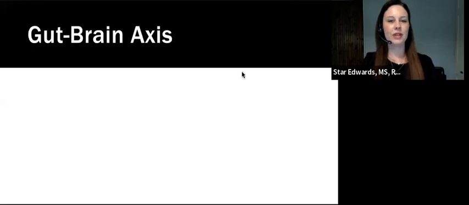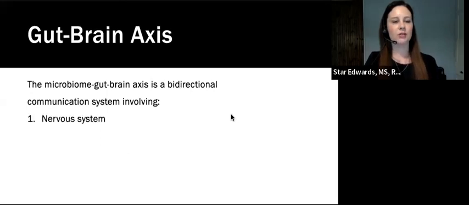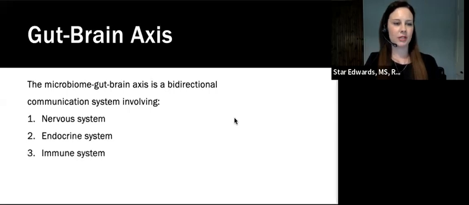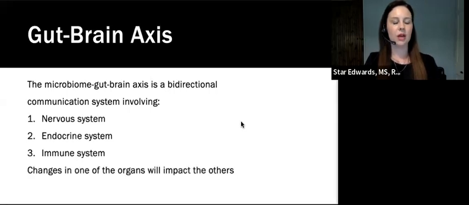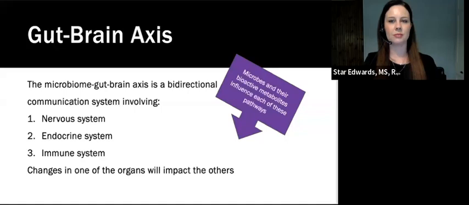Okay, now we're getting to the gut-brain axis, and this is a bidirectional communication system that involves three systems: the nervous system, the endocrine system, and the immune system. Changes in one of the organs will impact the others, and the microbes and their bioactive metabolites in the microbiome are going to influence each of these pathways.